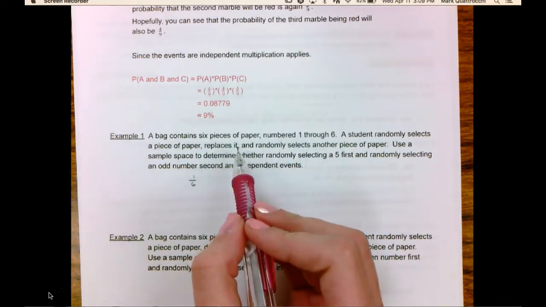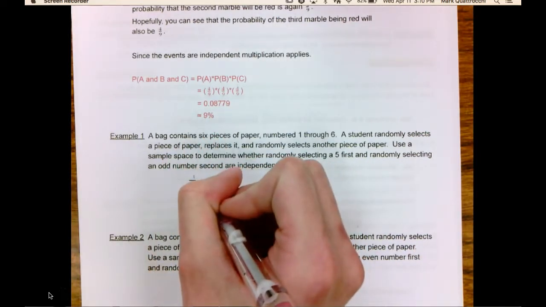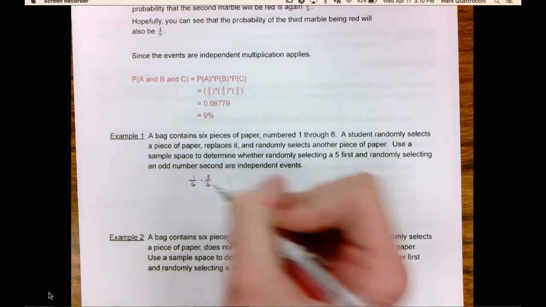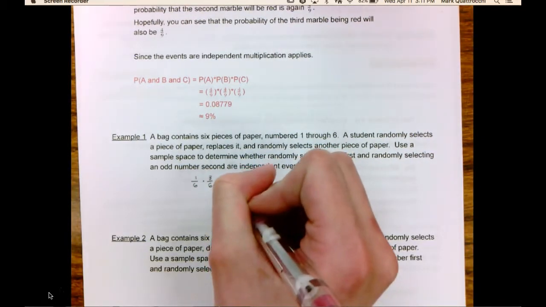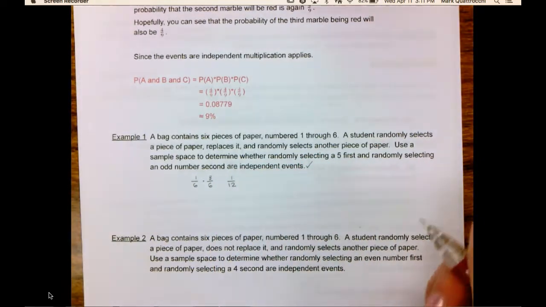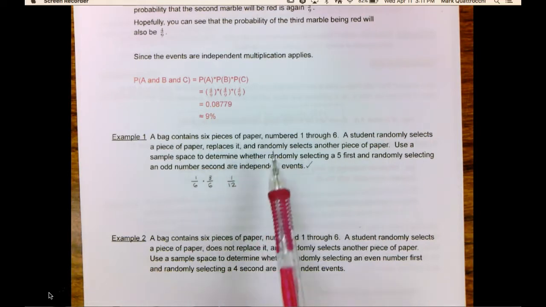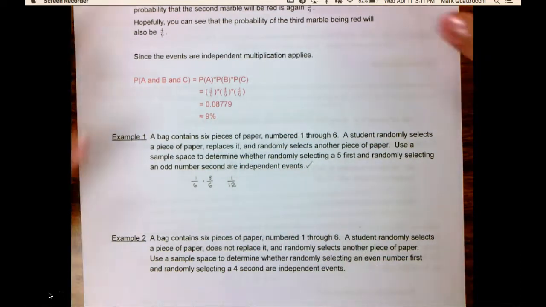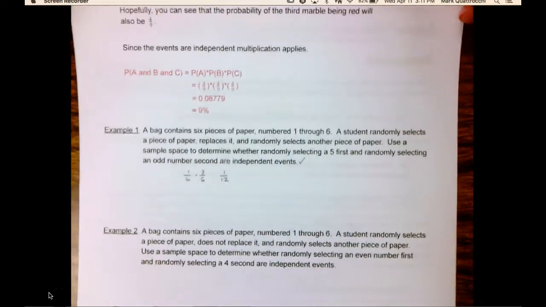Then you want to randomly select an odd number after replacing the first. Since you replace the first, the sample space is still 6, and there are 3 odd numbers, 1, 3, and 5, to pick out of the bag. So the probability of picking an odd number is 3/6. These two together, you get 1/12, which is the total probability that both of these events will occur. So answering the question, these events are independent events because you replace the piece of paper, so the probability of picking any of the numbers 1 through 6 is the same for each time you pick.